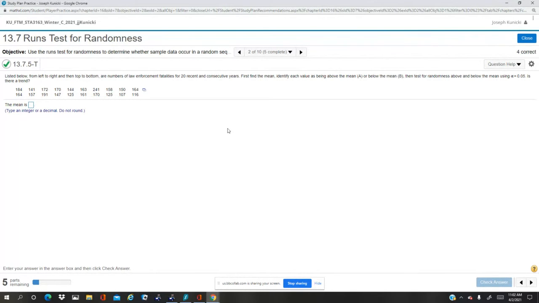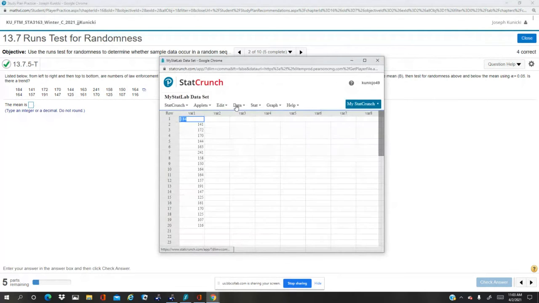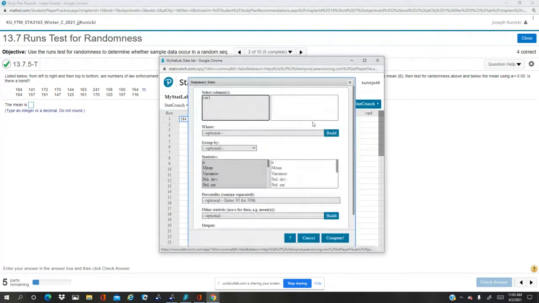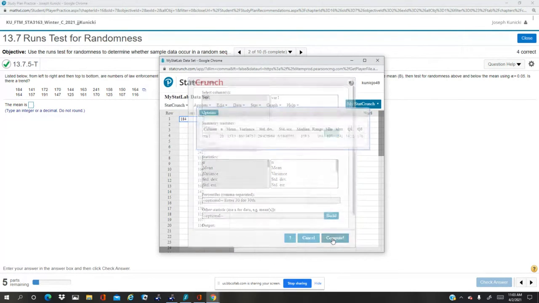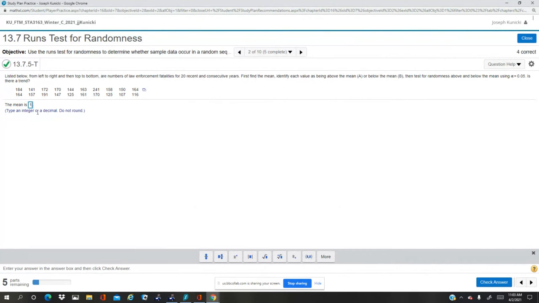First, I want the mean, because we're going to compare each one to the mean, whether it's above or below, and create a run. So I open it in StatCrunch and do a summary stat on variable 1. Compute. The mean is 157.5.